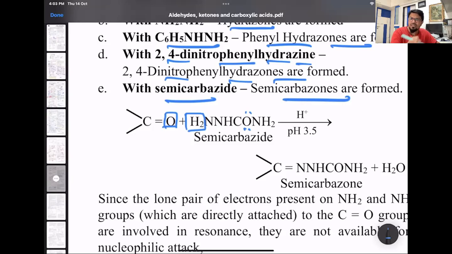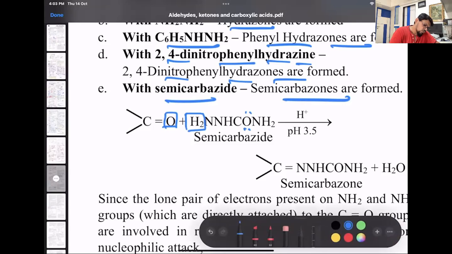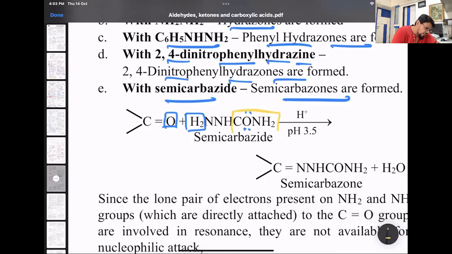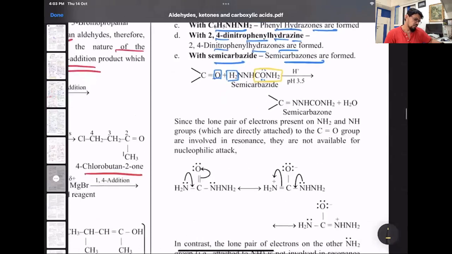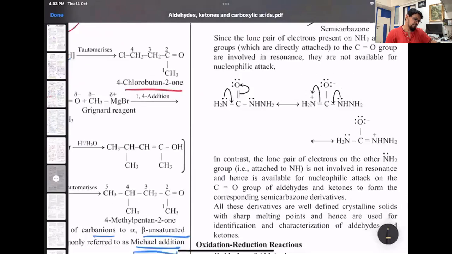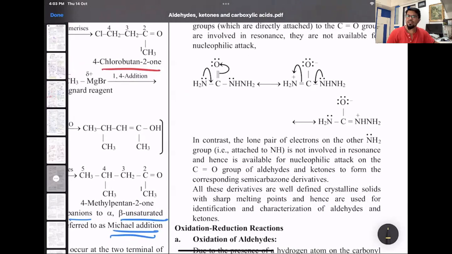Because there will be resonance, it's difficult to remove the 2 hydrogens of the CONH2. Keep in mind, whenever there's a removal, it is from the NH2, which is on the end, not the amide group, because CONH2 has resonating structures. That's why it will be difficult over there.